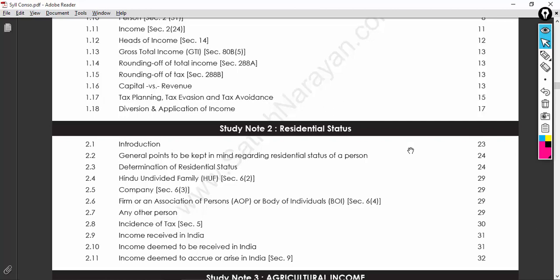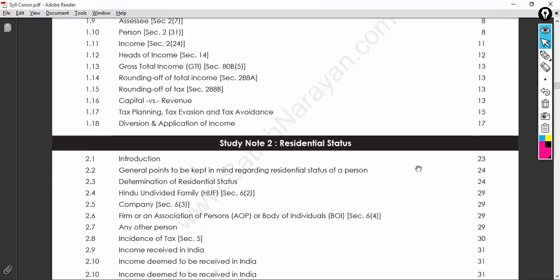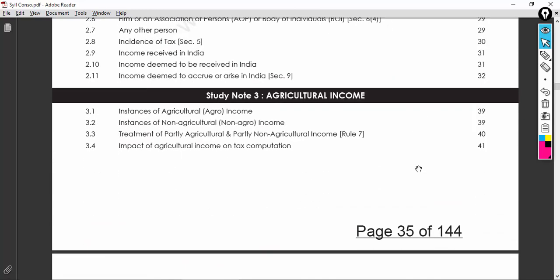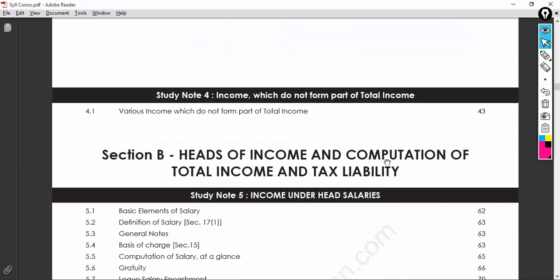So this is not 100%, but at least an attempt to explain to you guys what can be expected to understand this concept. You should be double sure that you know about the residential status and income deemed to be received in India, which is under the residential status category. I'm just reading from my notes. You also need to know the agricultural income, the incomes which are not forming part of your income. This also should be clearly understood.